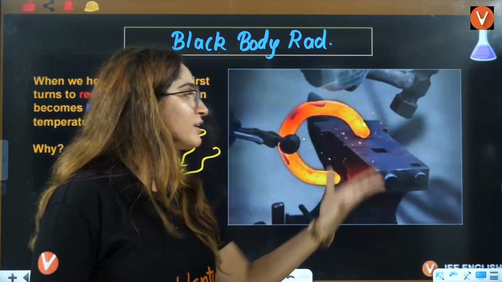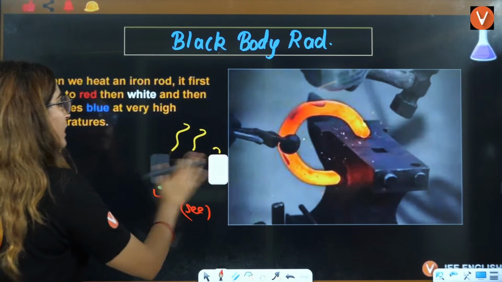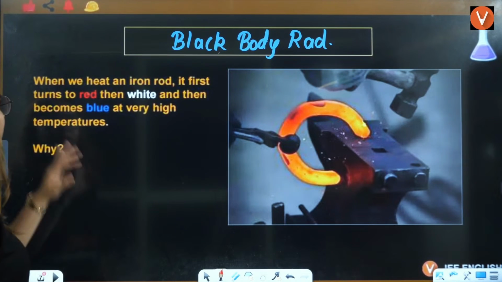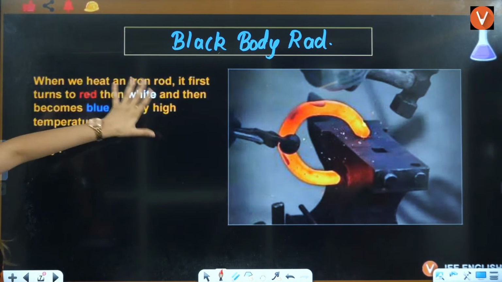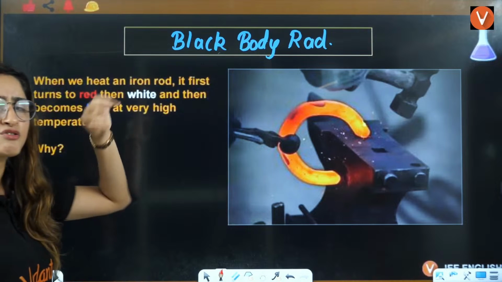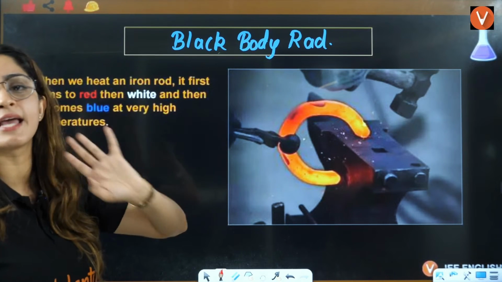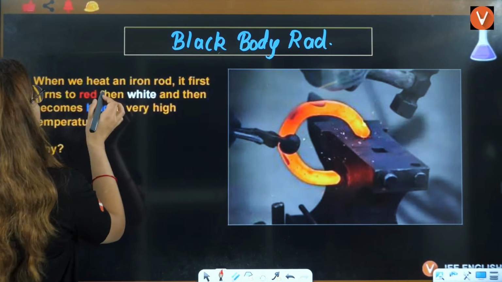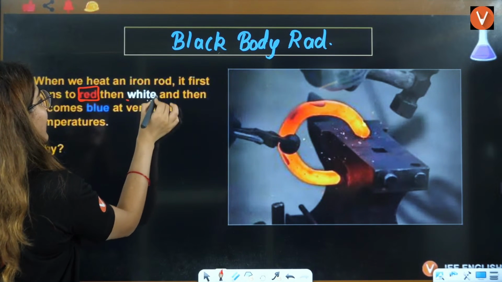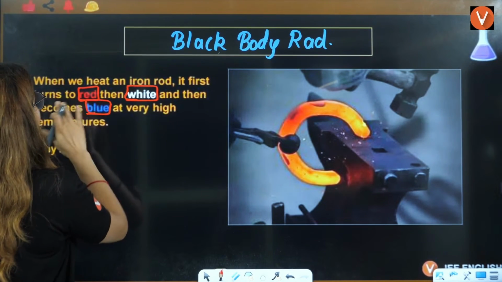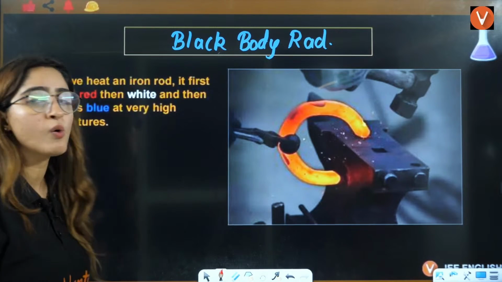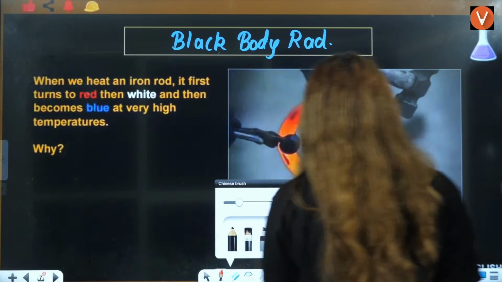And after that, once we know what a black body is, let's talk about this phenomenon here. He said that when we heat an iron rod, it is actually a gray body. It is approximately the same as a black body. Right? It first turns red, then white, then blue at a very, very high temperature. What is the reason behind that?